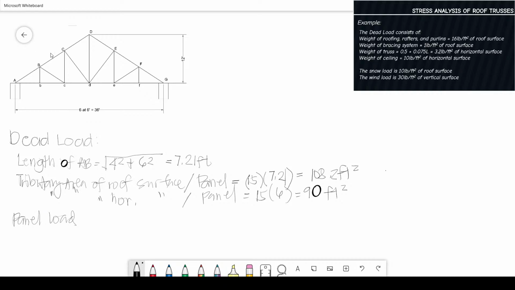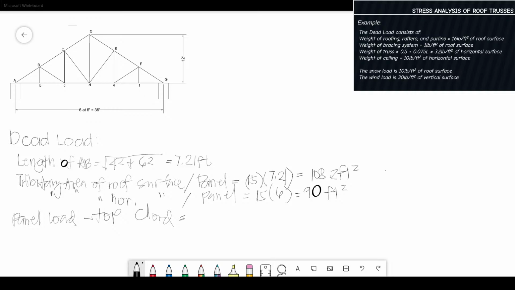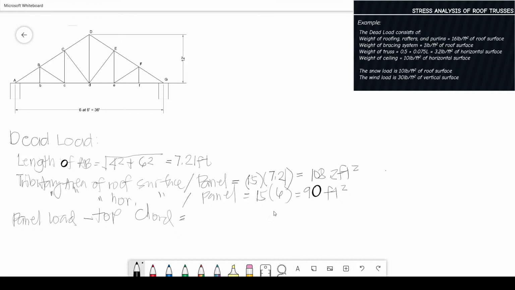Panel load on top chord. Again, top chord. What materials does our top chord carry? The top chord carries the weight of roofing, rafters, and purlins. And we also have the bracing system and the weight of the truss. For this example, we put the bracing and weight of the truss on the top chord.